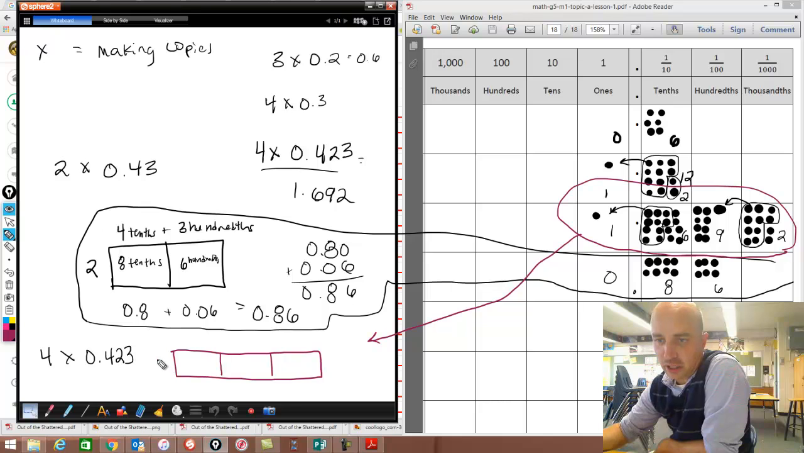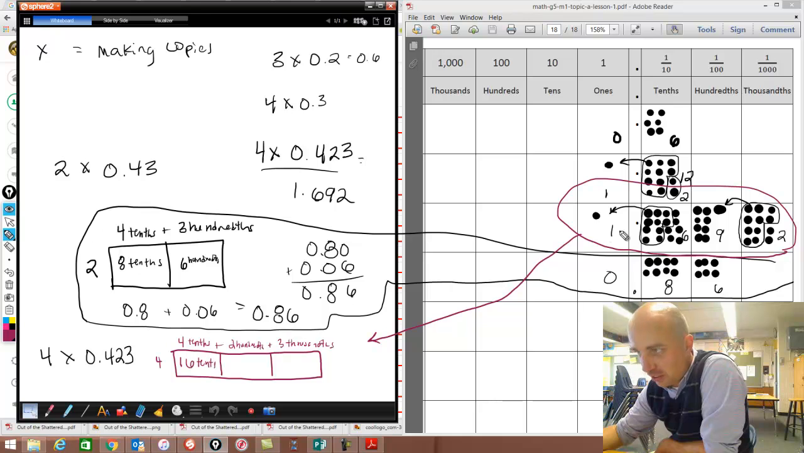And so I have 4 groups of 4 tenths, plus I have 2 hundredths, and I have 3 in my thousandths. Okay, and so if I do 4 groups of 4 tenths, that gives me 16 tenths. And if I look all the way over here, you see how I had 16 tenths, and I had to regroup that one up there.